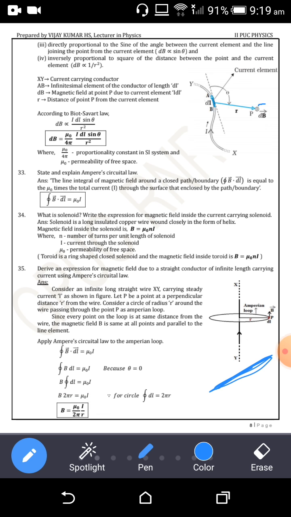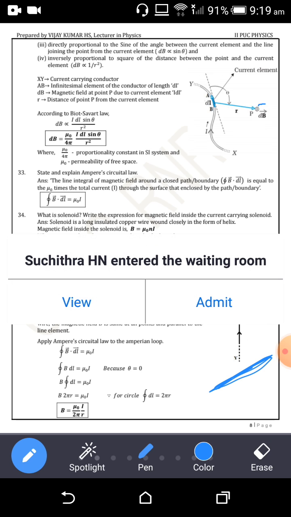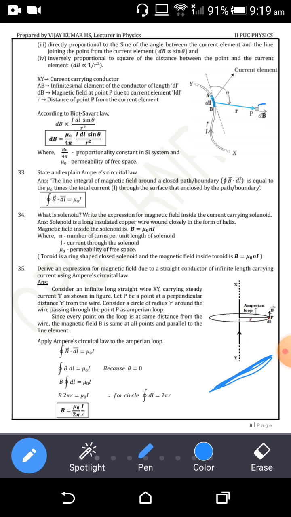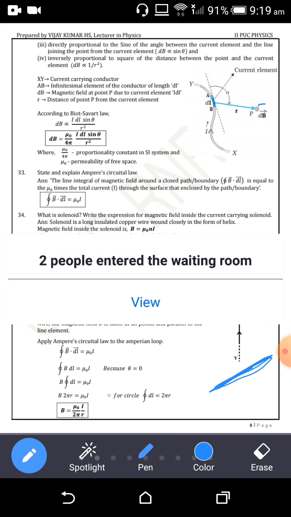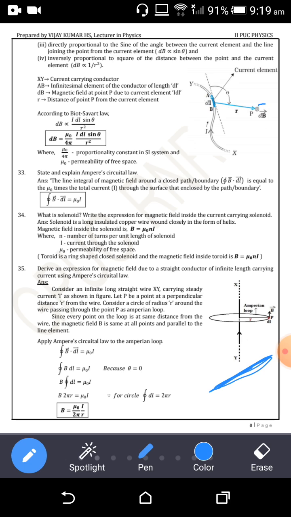As you know, when you have a straight conductor, the magnetic field produced will be in the form of a loop. You can see in the figure you have a conductor, and the magnetic field produced is in the form of a loop.